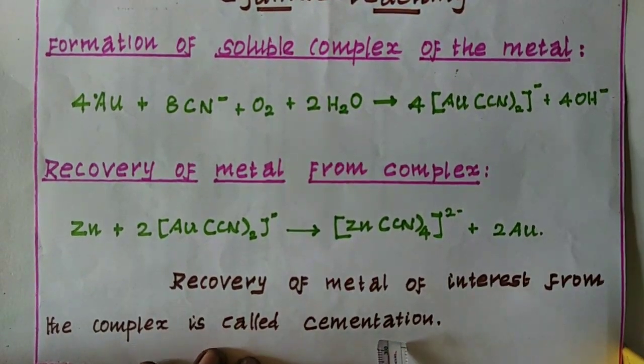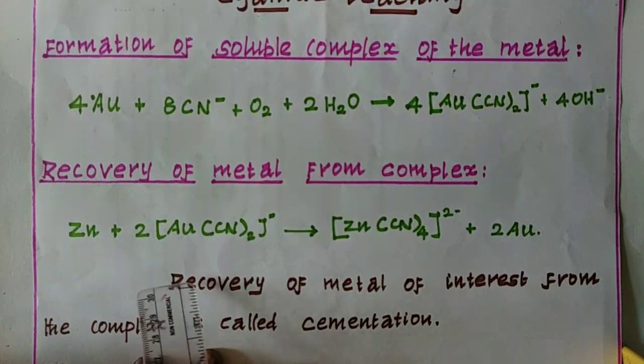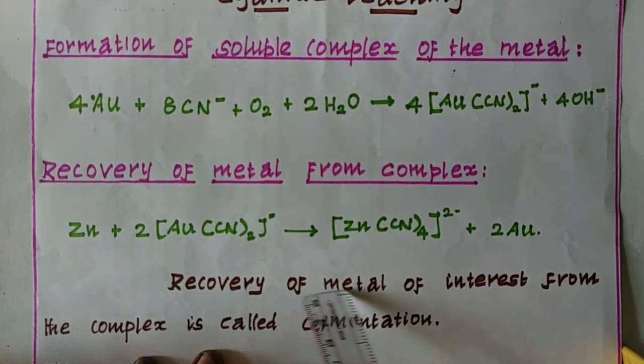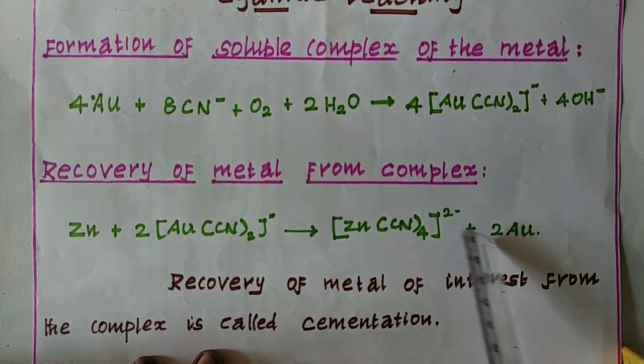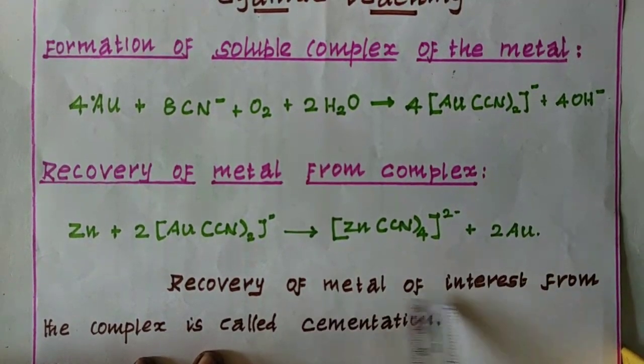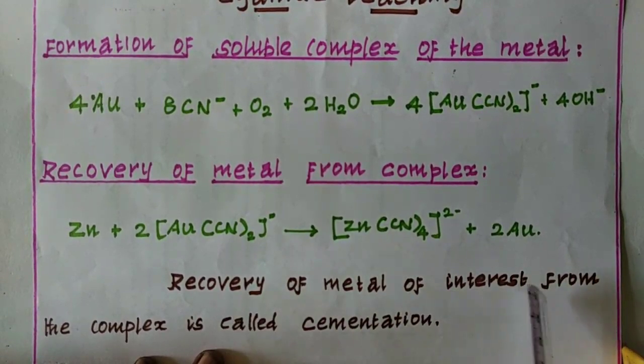It's a very, very important 2-mark question. What is called cementation? I have written here the definition. The recovery of the metal of interest. The metal of interest is nothing but whatever metal we are extracting from the ore. So the recovery of the metal of interest from its complex is called cementation.